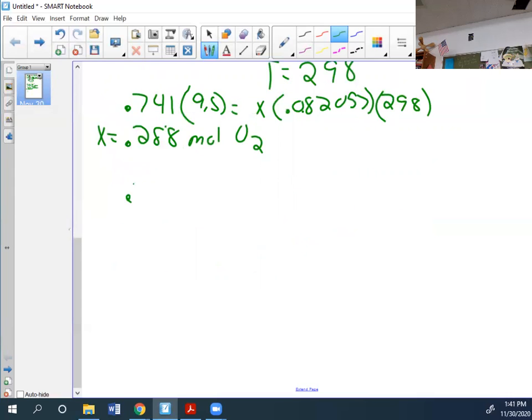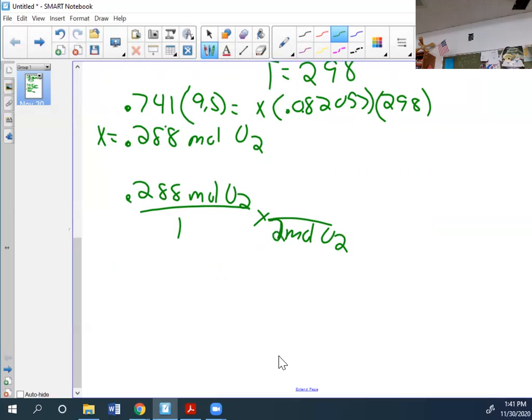So I'm on 0.288 mole O2 over 1 mole O2. Oh, so hold on. How many moles O2 do I have? 2 moles O2. Where did I get that 2 from? The balanced equation. I'm going to water. 2 moles. Yeah, it's 2 water too. And you're going to grams.